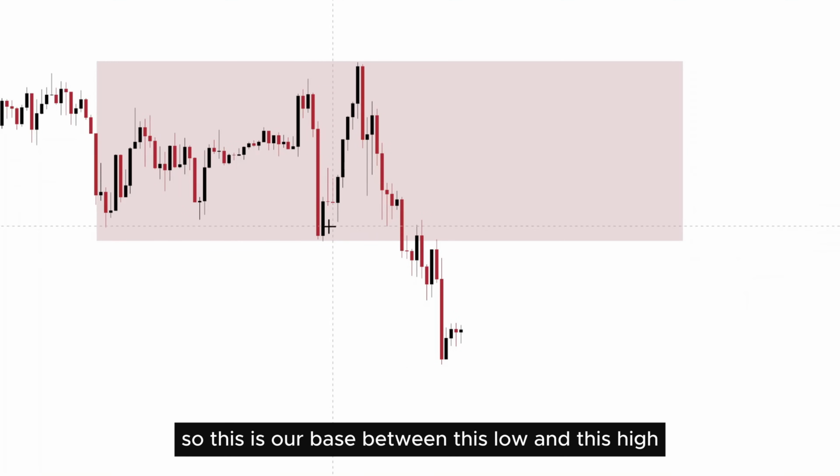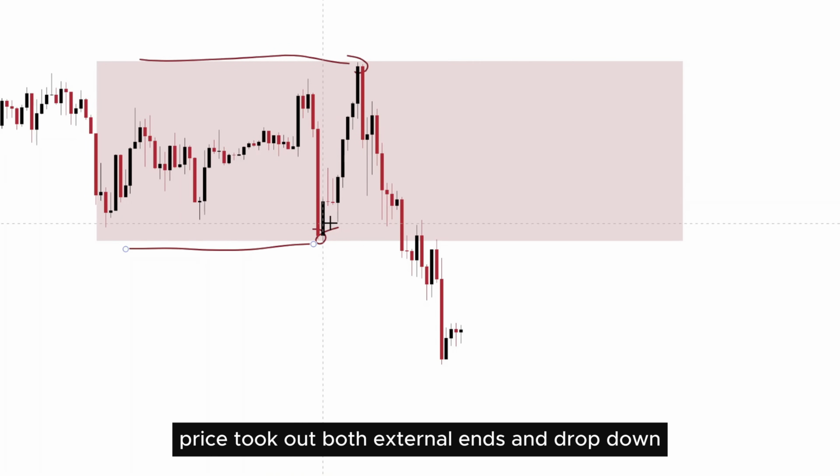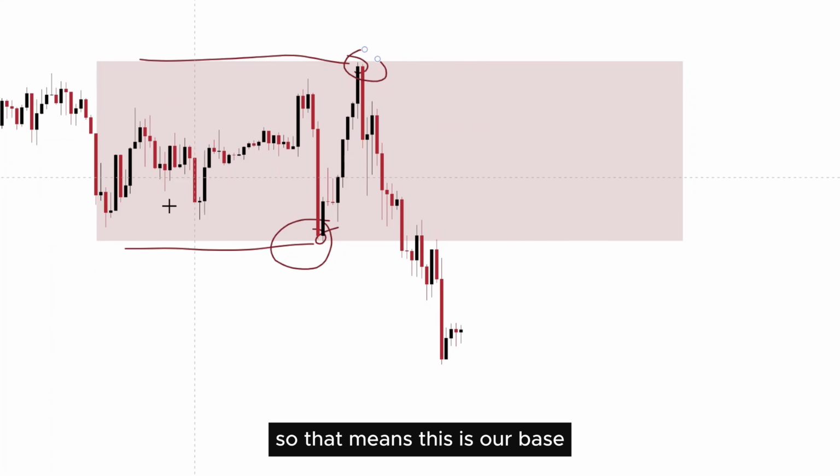So this is our base. Between this low and this high, prior to this, price had been stuck here for a while. Price took out both external ends and dropped down. So that means this is our base.